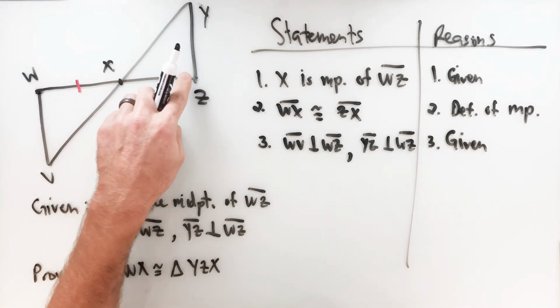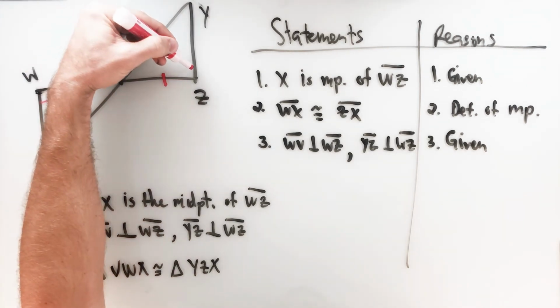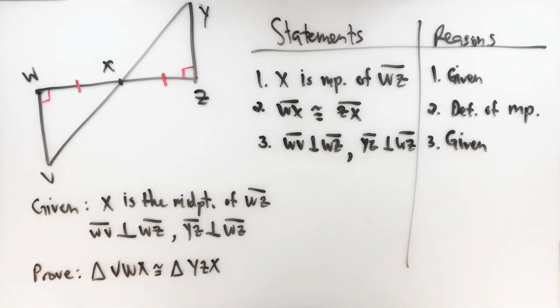WZ, YZ, also over here. It's saying that those two lines are perpendicular to each other, and then these two lines are perpendicular to each other. Now again, what does that tell us? What can we get from that? Well, what we can get from that is that angle W, right here where those two first lines intersect, and angle Z where those two segments intersect, are going to be right angles.